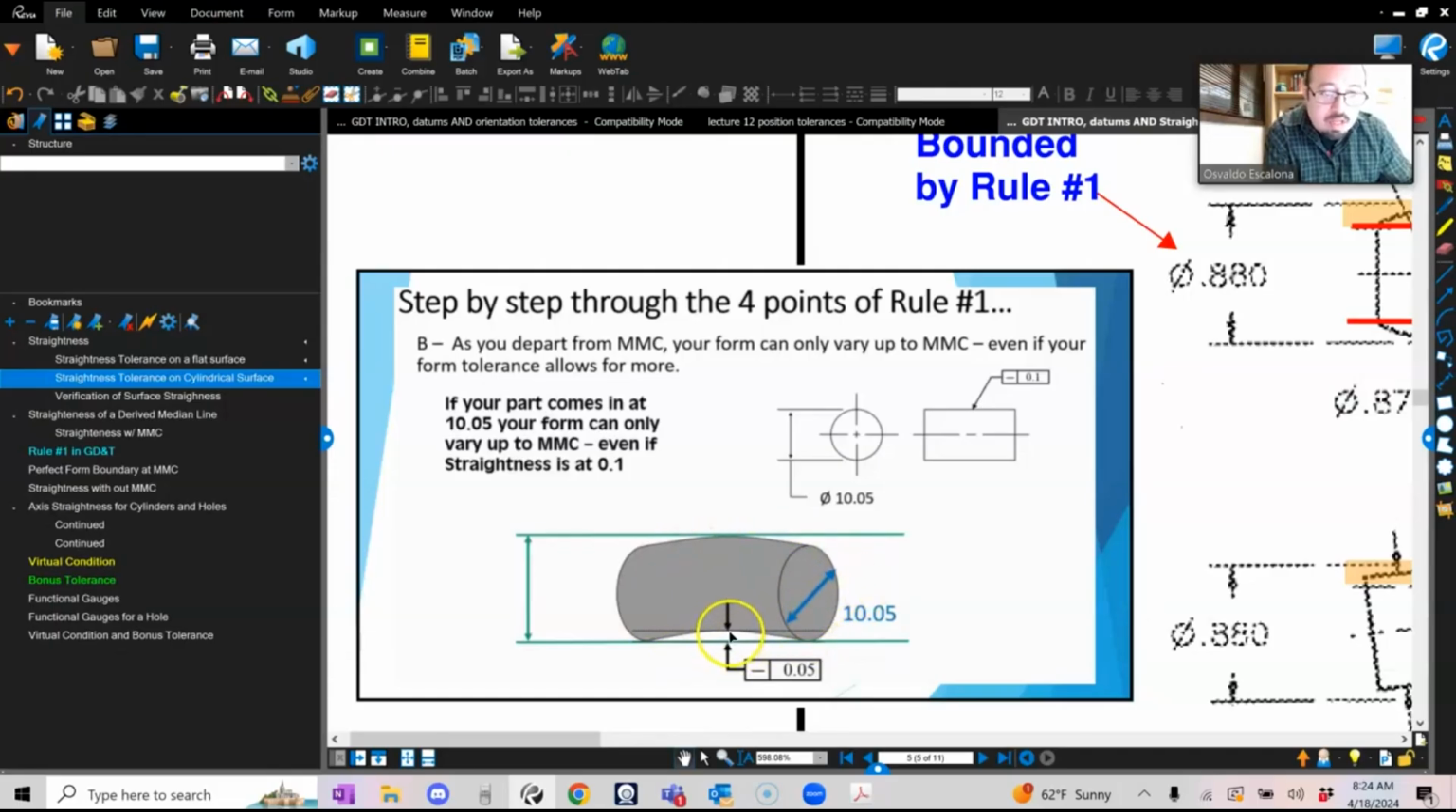I went over here, and this guy, it seems to me that I got kind of like exceeding, right? If this guy is 10.05, that is the biggest I can get, and then it's out of the range, so it's no bueno, because I can only vary to 10.05.